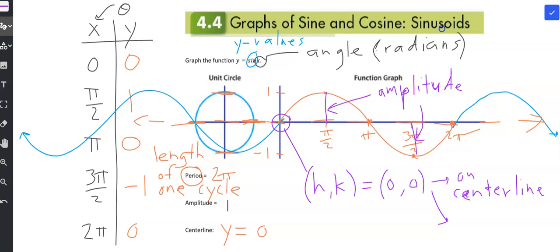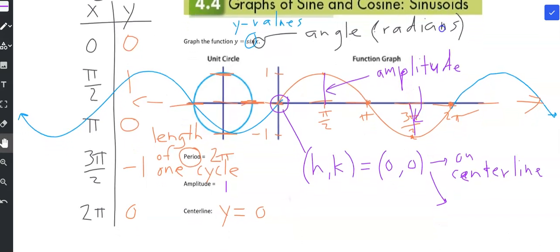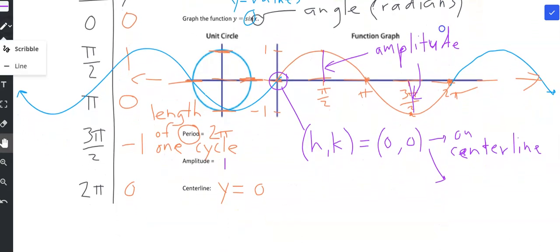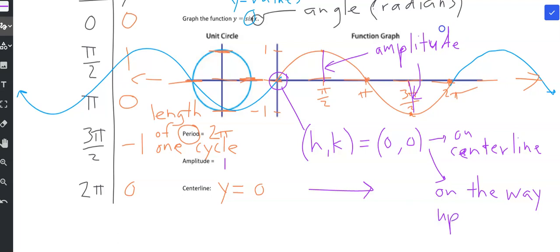The other description I would give to you is going to be a little bit less mathematical. It does require you to think about moving from left to right through the graph, because I'm going to say, on the way up the hill. I know that's not mathematical. It does require that you think about it going from left to right. On the way up the hill. That is the first of the 5 points that I always graph.